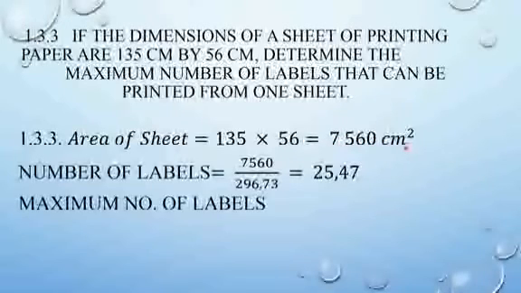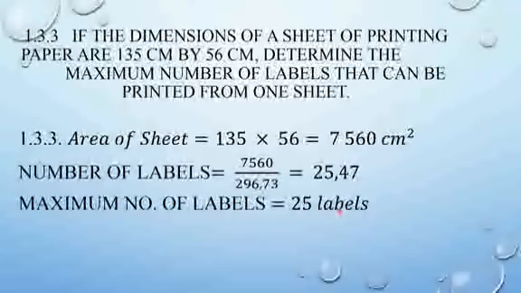7,560 square centimeter. Now, what will be the number of labels? The number of labels will be, we take the area of the whole sheet and divide it by the area of a label that is covering the cylinder. So it will be 7,560 divided by 296,73, which is going to give us 25,47. So the maximum of those particular labels will be 25 labels.